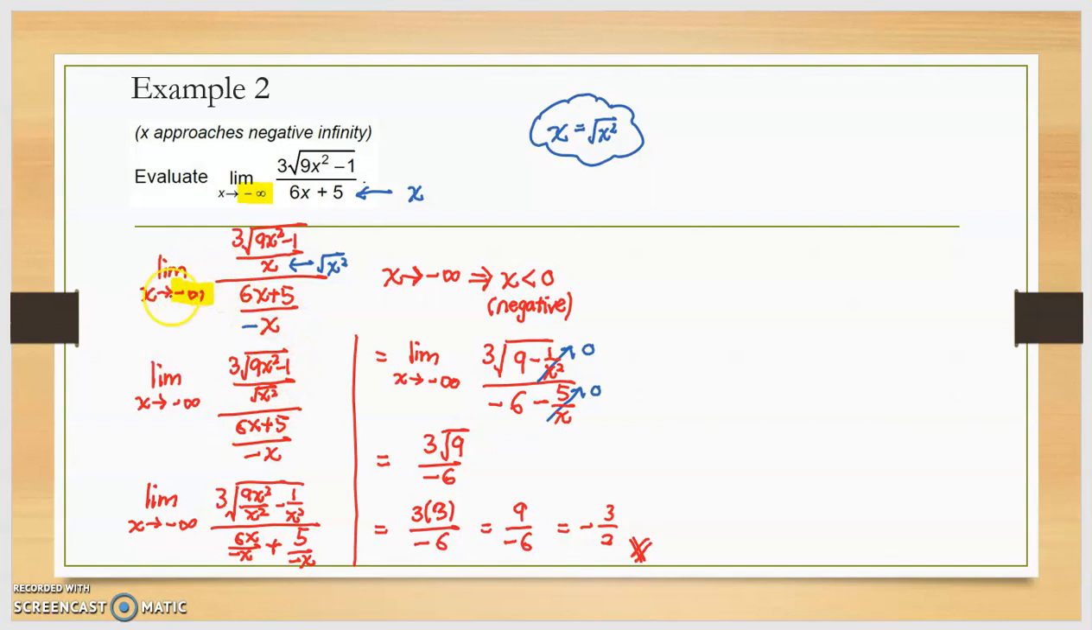So in this example, when x approaches negative infinity, you have to be careful, because it means that x is less than 0, or negative. So we have to put a negative, but not on both the denominator and numerator, only on one side. In this case, I put it on the denominator as negative x. After that, we combine and simplify. So we should get the answer, which is negative 3/2.